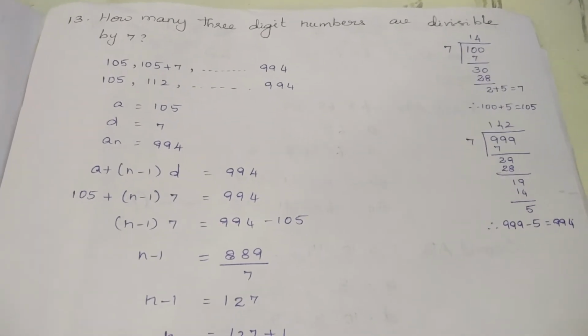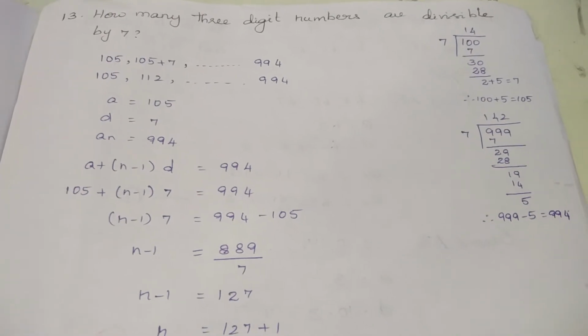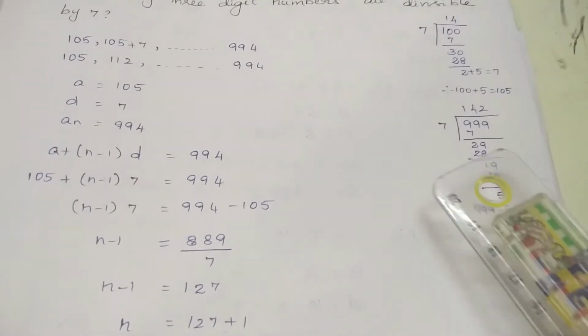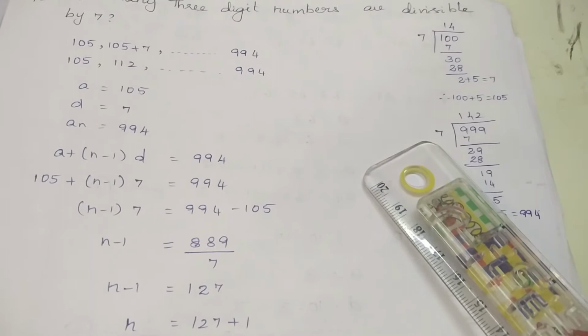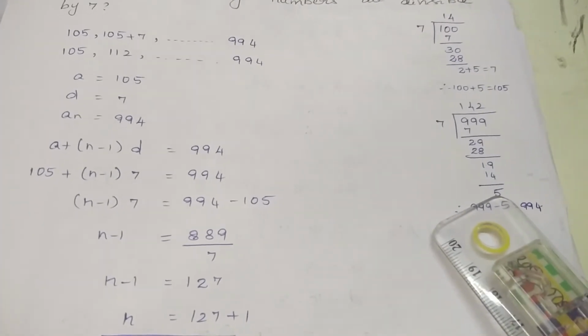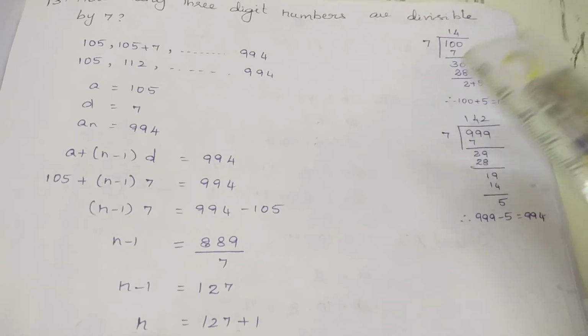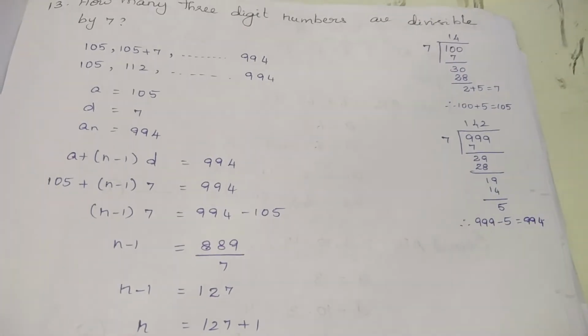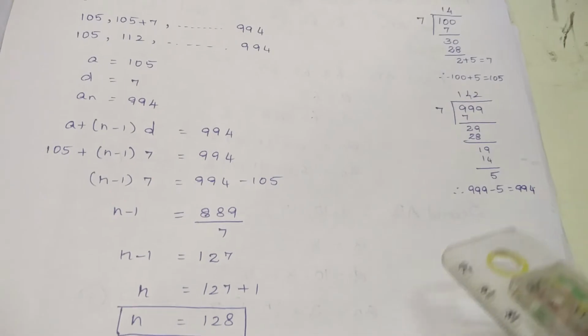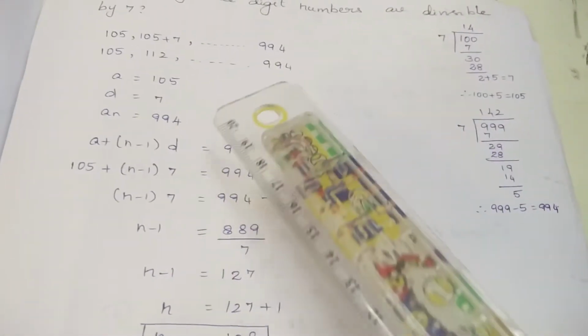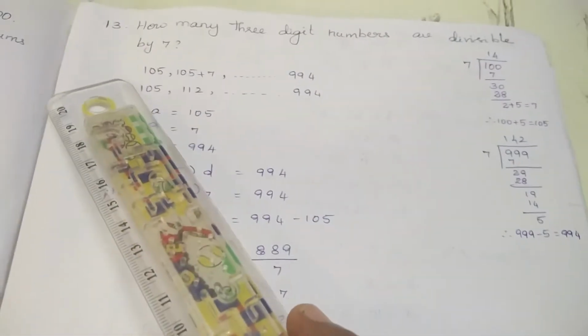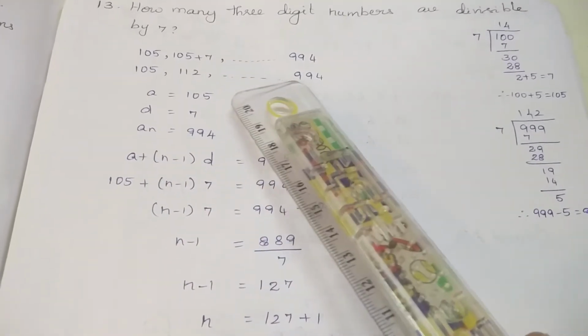And then the last 3-digit number is what? 999. Same thing, 999 you have to divide by 7. The remainder you get, you subtract. Here the first number you add, and here whatever the remainder is, you subtract, and you will get the last number. Then you write 105, 112 and 994.